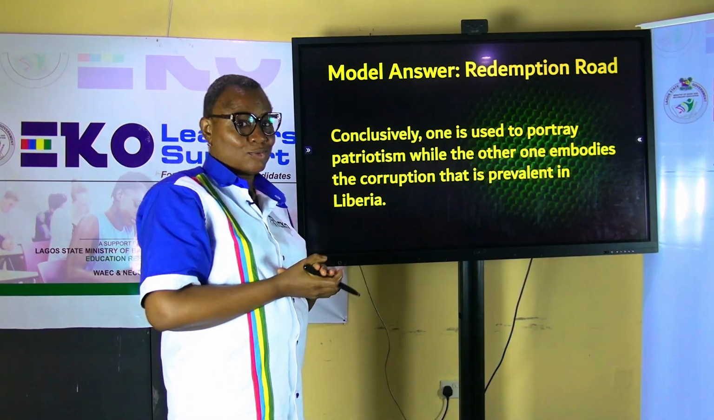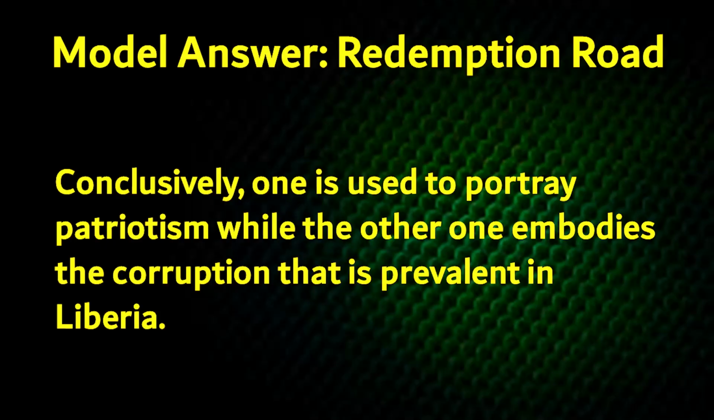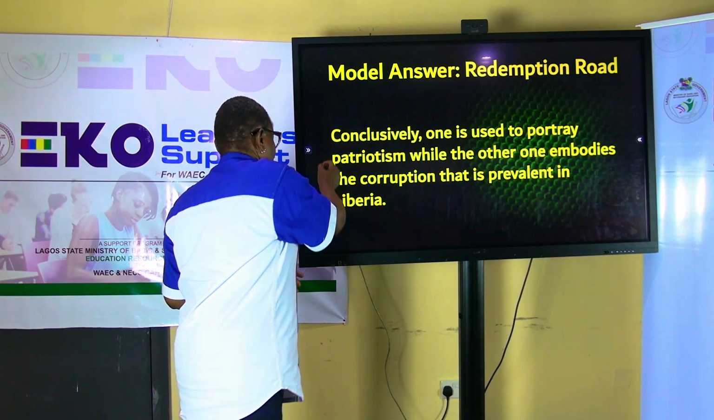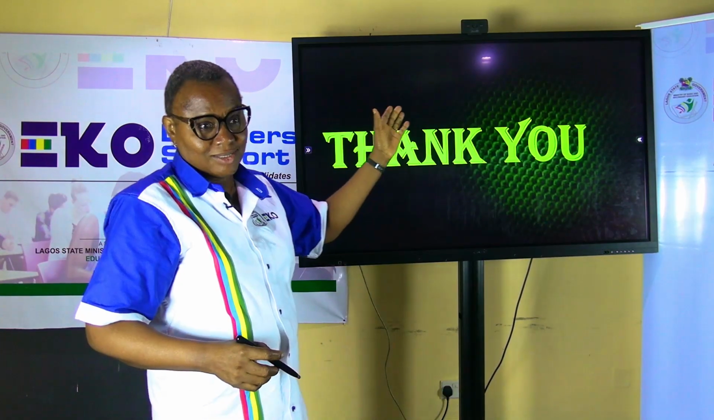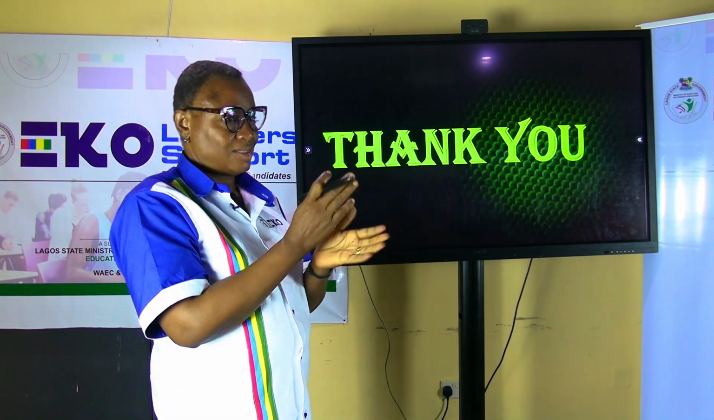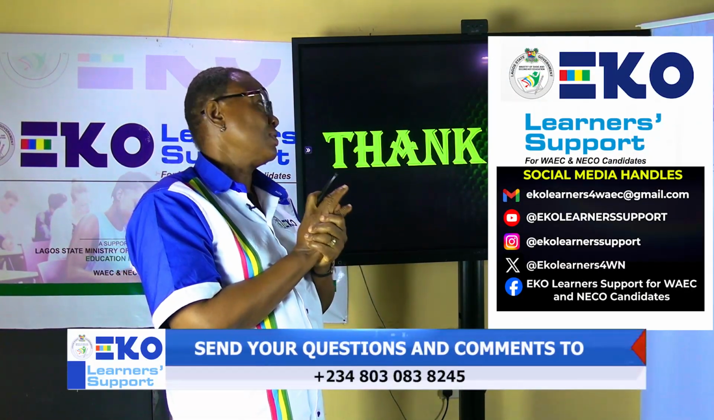Conclusively, there must be a conclusion. One is used to portray patriotism because it helps in the reconciliation process, while the other one embodies corruption that is present in Liberia. So that is also how to answer a question that is based on comparison of character.